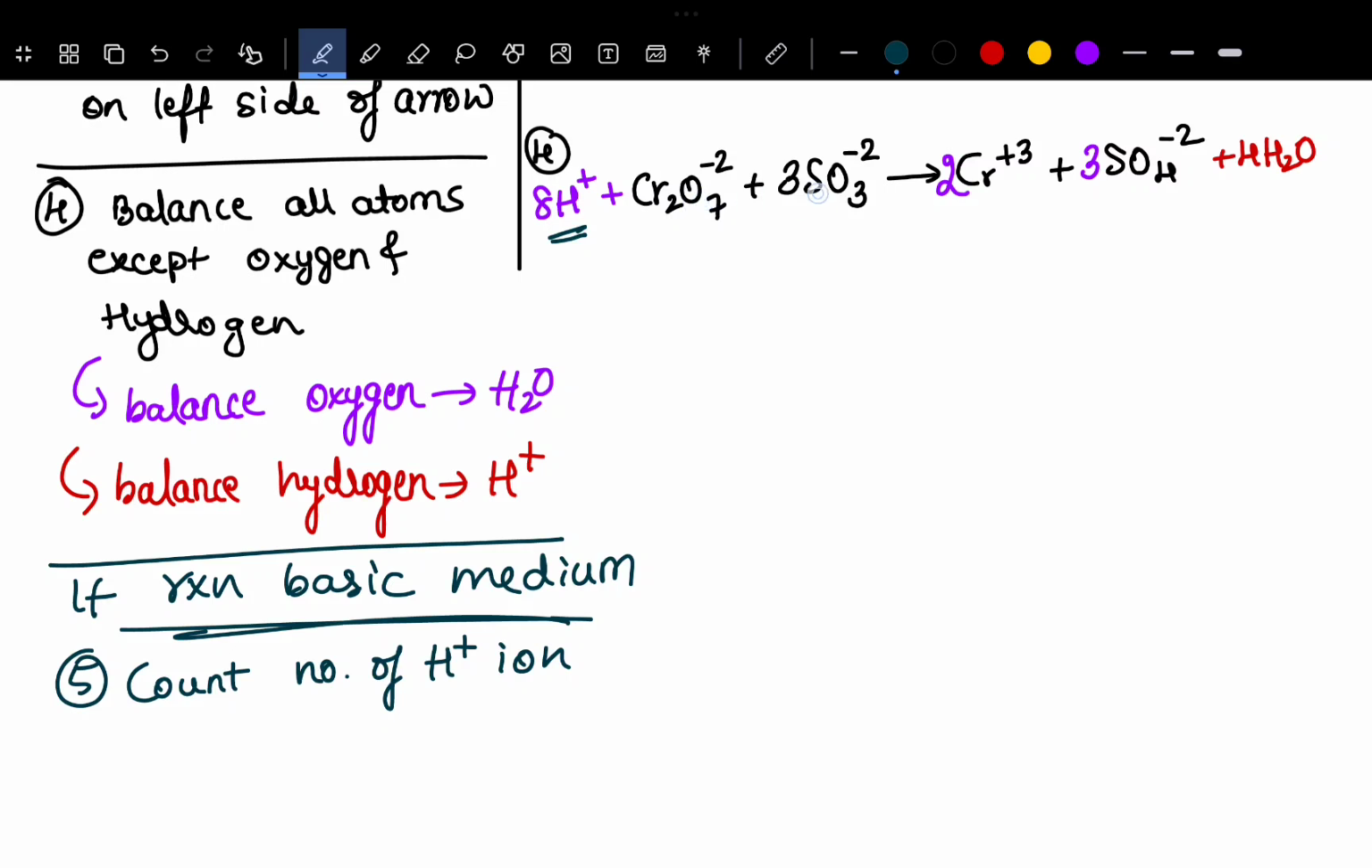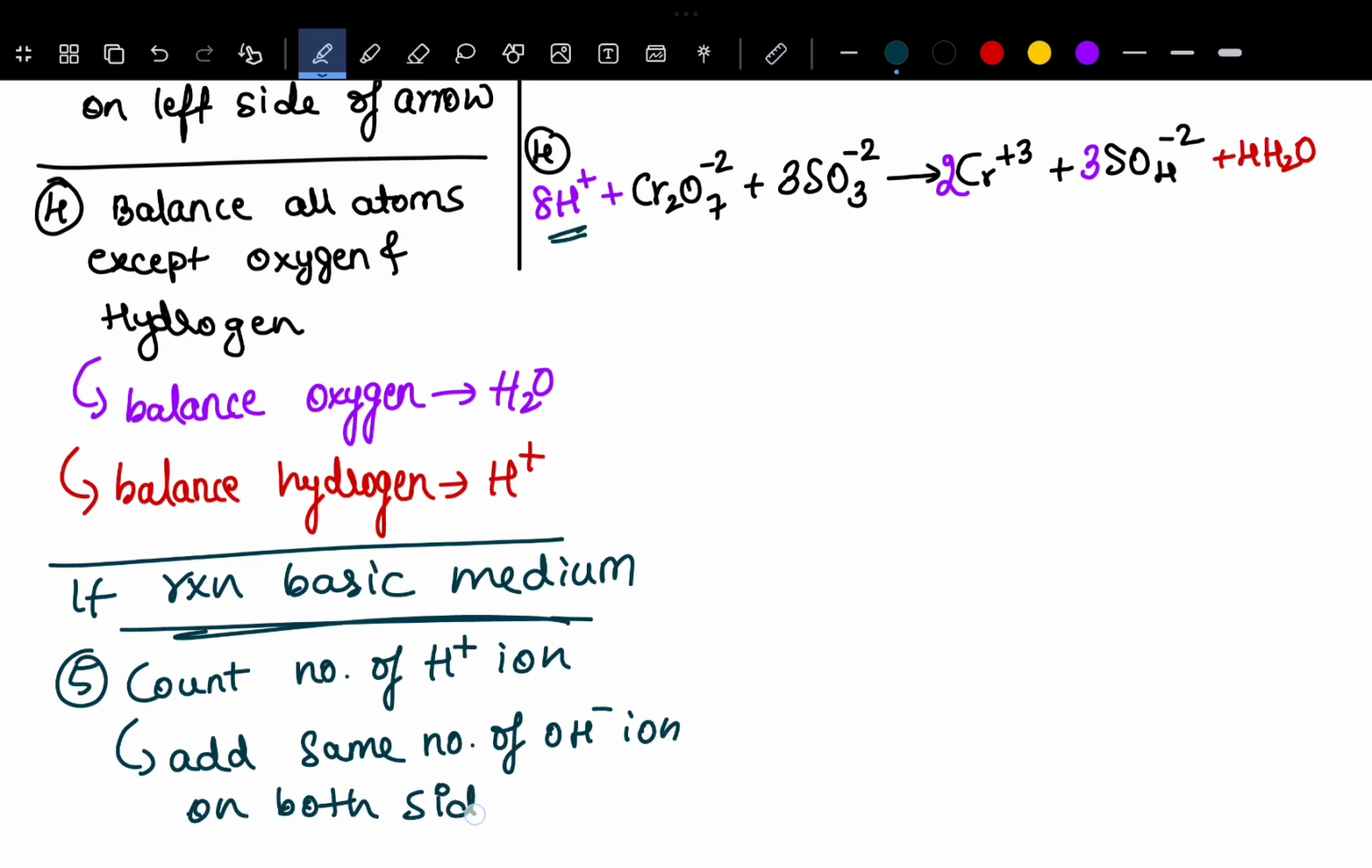So in this reaction total we have how many H plus? 8 H plus. So after counting, what do you do? You just add the same number of OH minus on both sides. So let us apply this rule in this equation.